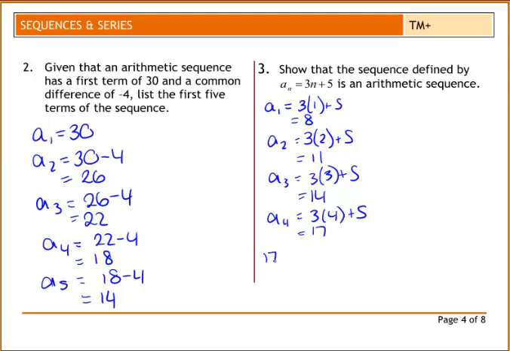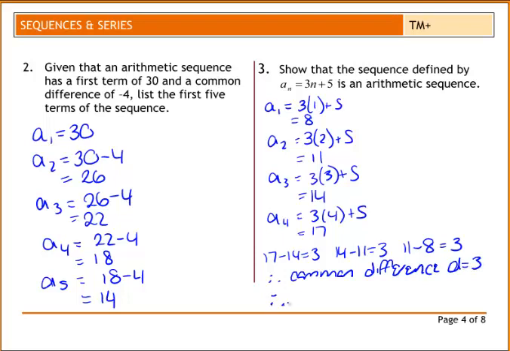Now subtracting terms, 17 minus 14 is 3, 14 minus 11 is 3, and 11 minus 8 is 3. Therefore, there's a common difference, and that's 3. So therefore it's arithmetic.